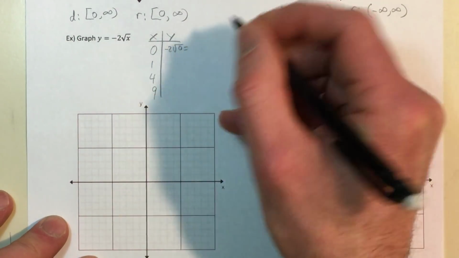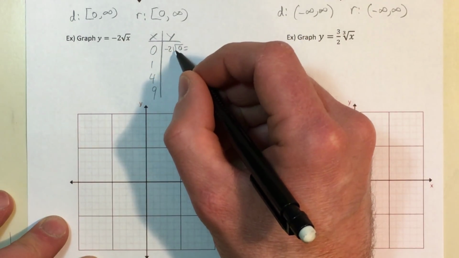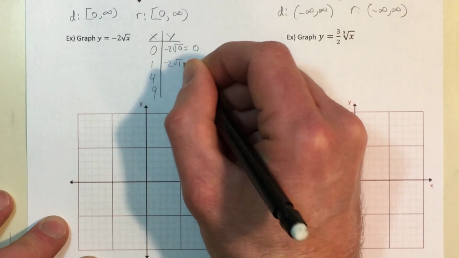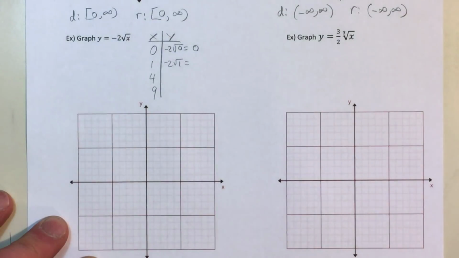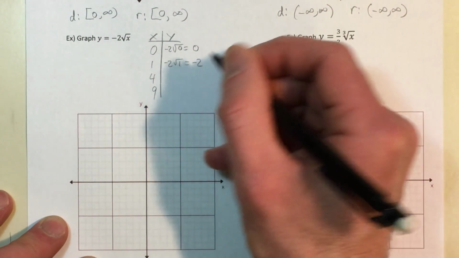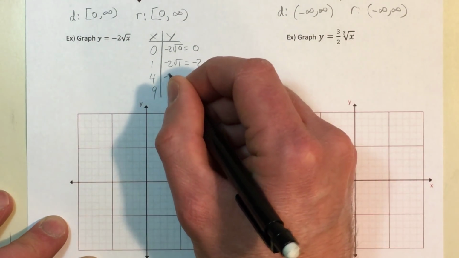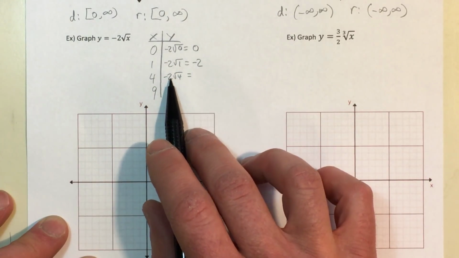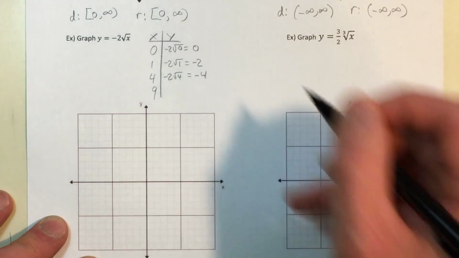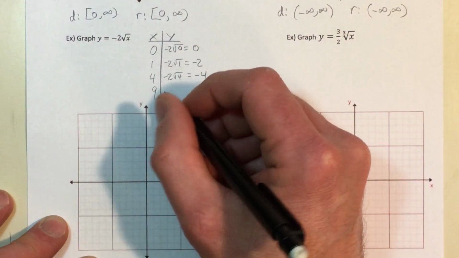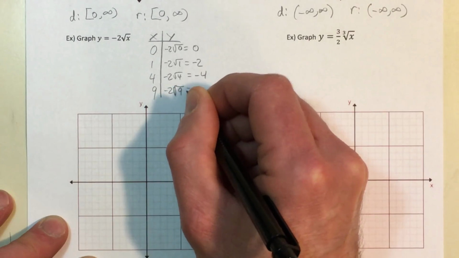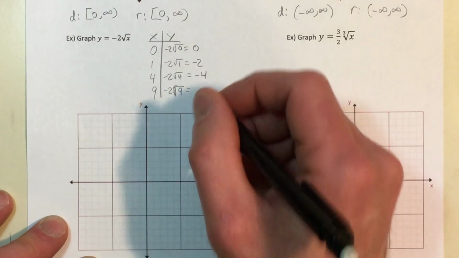-2 square root of 0. So do the square root part first. That's 0 times -2 is 0. Square root of 1 is 1 times -2 is -2. Square root of 4 is 2 times -2 is -4. And -2 times square root of 9, the square root of 9 is 3 times -2 is -6.